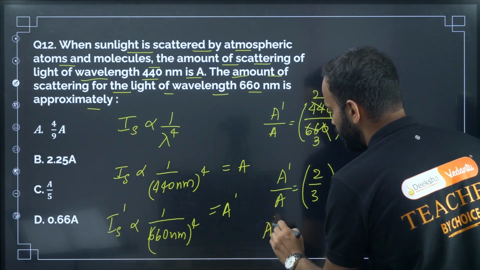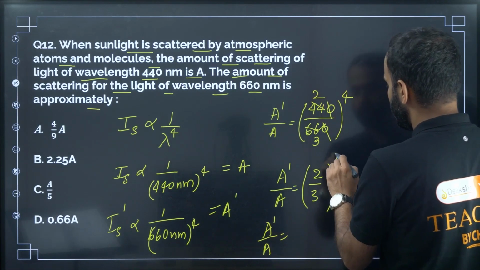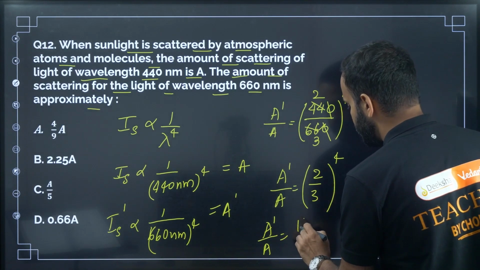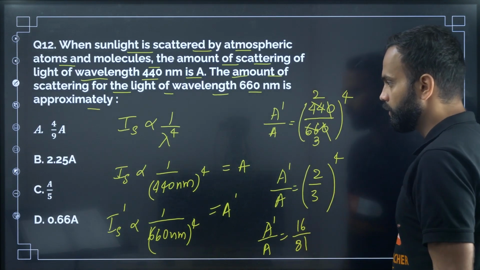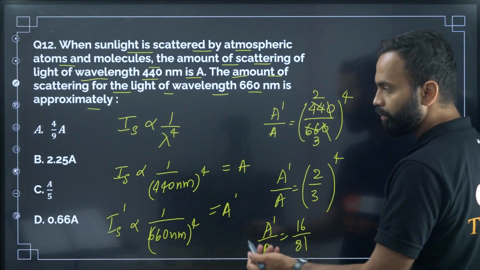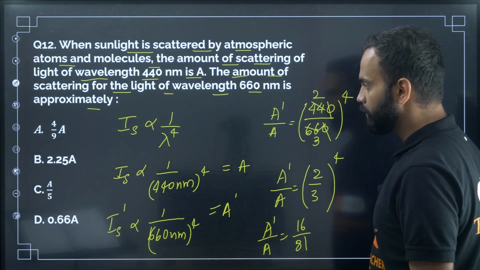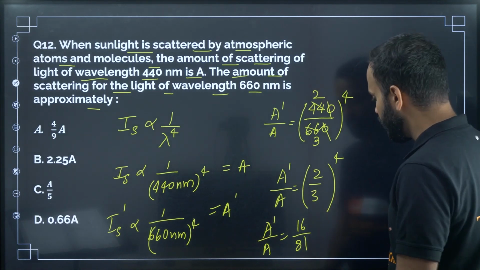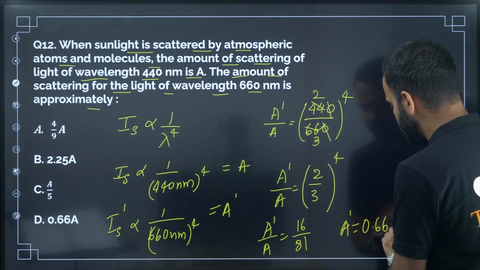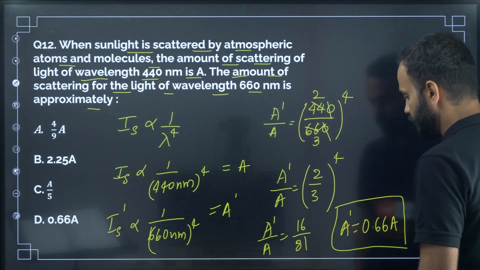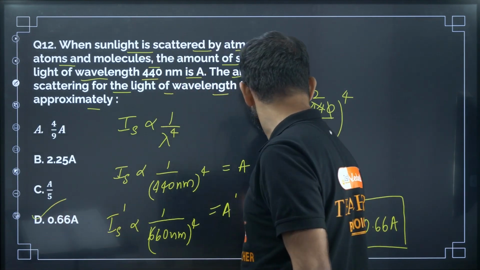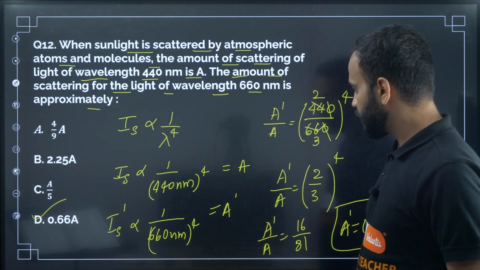So now (A dash by A) whole to the power 4 is there. So 2 to the power 4 is 16, 16 divided by 81. So 16 by 81 is approximately equal to 0.66, right? So A dash is equal to 0.66 times A. So the correct option is D.